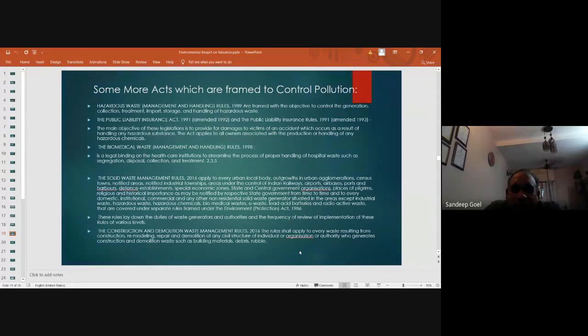Again, the Construction and Demolition Waste Management Rule 2016, the rule shall apply to every waste resulting from construction, remodeling, repair and demolition of any civil structure of individual organization or authority who generate construction and demolition waste such as building material damages. In 2016, two major legislation were passed.